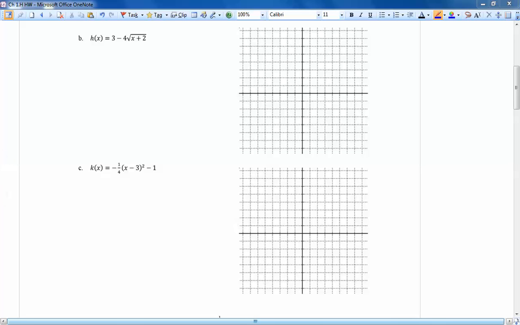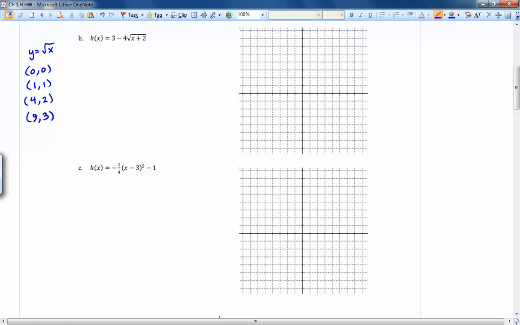Okay, so let's look at chapter 1B. In this one, the parent function of that whole thing is y equals root x. So good points to use with that would be (0, 0), (1, 1), let's go (4, 2), and (9, 3).